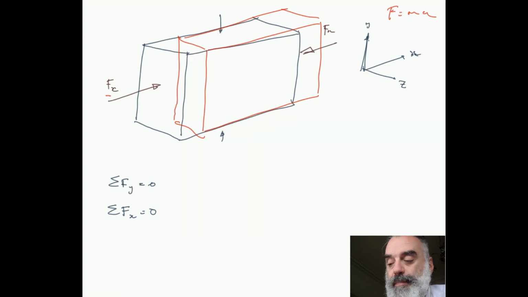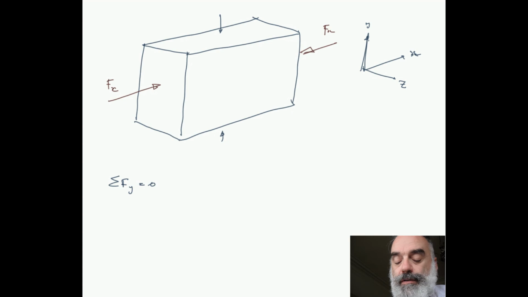Okay, so we've now looked at those two directions. Let's just keep on top of where we're going. Let's just put this one up here so we can keep them in alphabetical order. So Fx, the sum of the forces or actions in the x direction, equals 0.